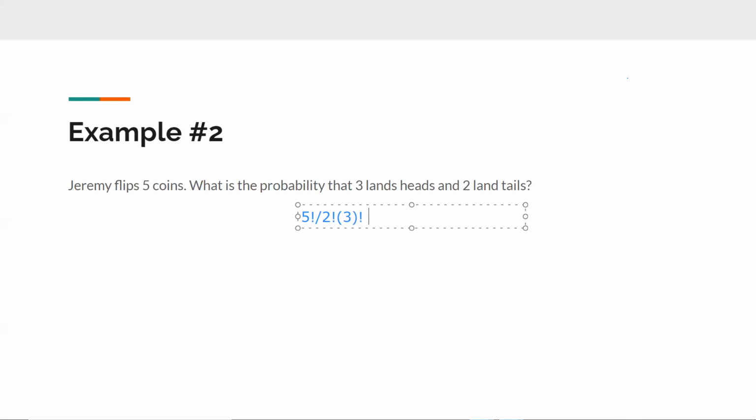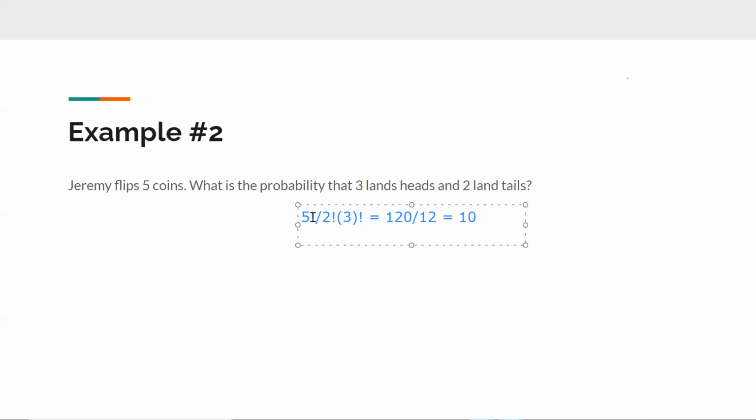Well, let's calculate this. I know that 5 factorial is 120. I also know that 2 factorial is 2 and 3 factorial is 6, so that's 10. So I get 10, all right? This is good. I know that there's 10 different scenarios when 3 land heads and 2 land tails, so I can basically conclude that the answer is 10 over 32.